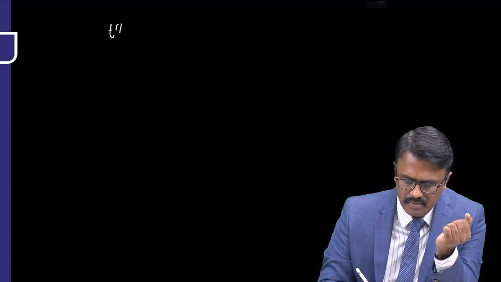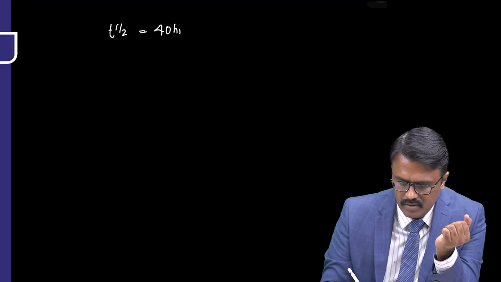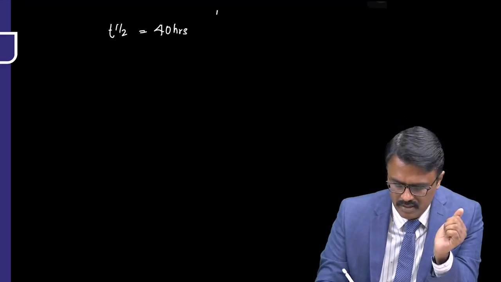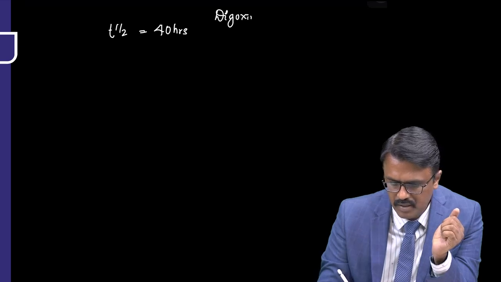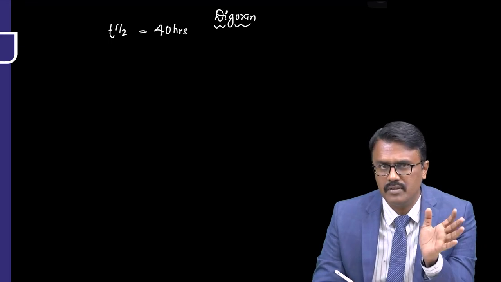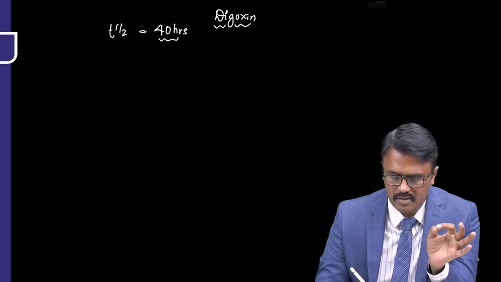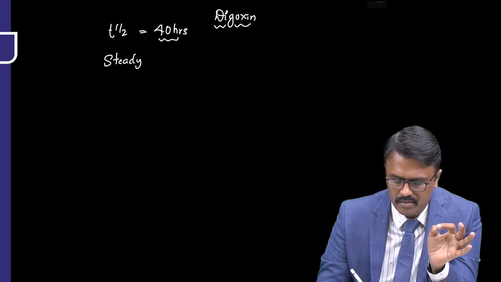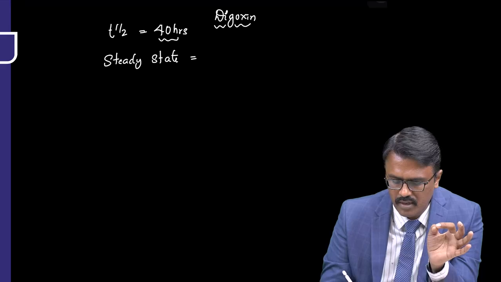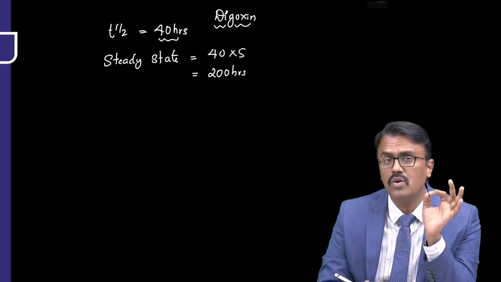Okay, so I told you that you can achieve steady state plasma concentration either by giving continuously or by giving intermittently. But there is one more practical issue. Suppose a drug has a half-life of 40 hours. One drug which has a half-life of 40 hours is digoxin. Now, with a 40 hours half-life, how many hours are required to achieve steady state? It requires 40 into 5. That means around 200 hours. To achieve steady state, it requires 200 hours.